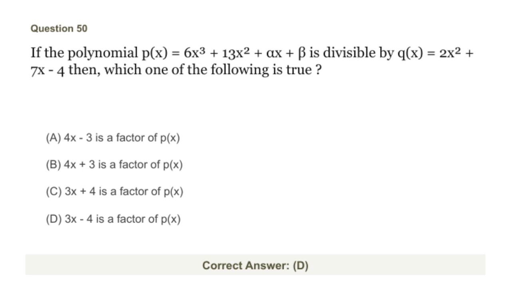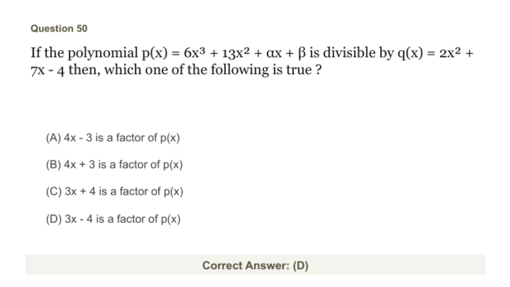To find the connection, we can think about the roots of Q(x). Since Q(x) is quadratic, it has 2 roots. If P(x) is divisible by Q(x), then P(x) must be 0 at those roots. Now, the key is to relate these roots to the factors listed in the options. Each option presents a linear factor, like 4x-3 or 3x-4. To see which one matches, we can consider the roots of each factor.